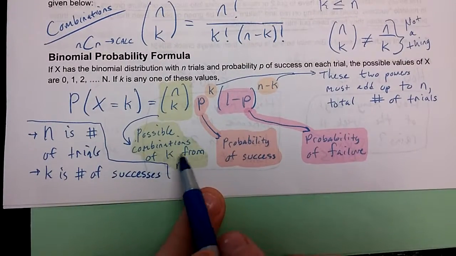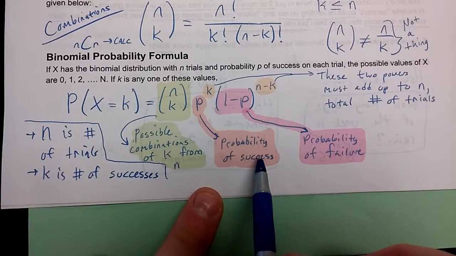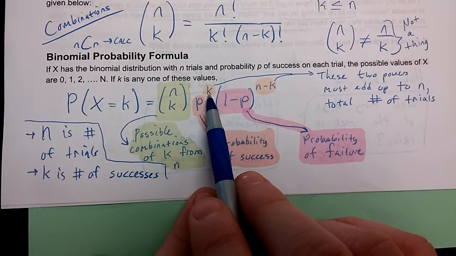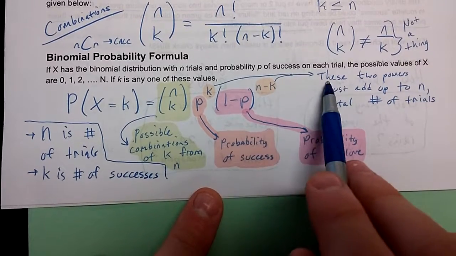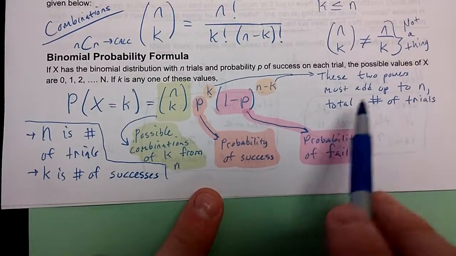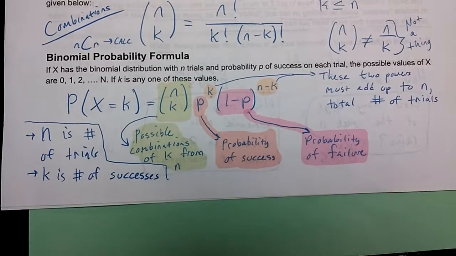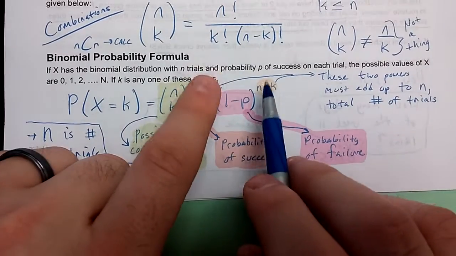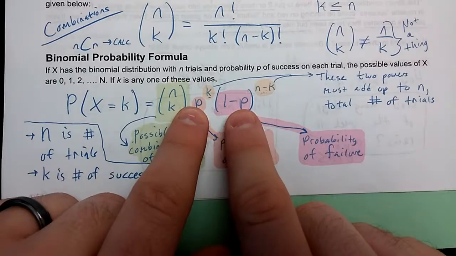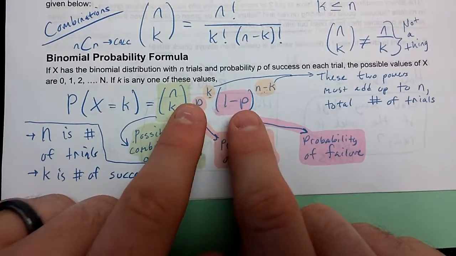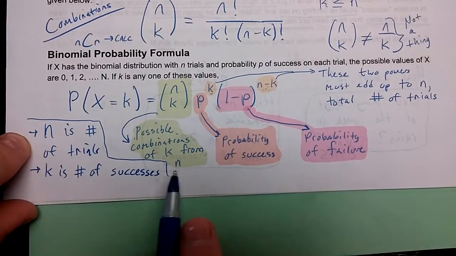This is the possible combinations of k from n, so number of ways you can actually be successful out of n. It's the probability of successes raised to the power of the number of successes. Probability of failure raised to the power of number of failures. These two powers must add up to n, or total number of trials. So when you add these two powers together, it should be a total of n. So if n is 20, these two powers have to add up to 20. Similarly, p, 1 minus p, must add up to 1, because they are complements of each other. Remember that n is the number of trials, k is the number of successes.